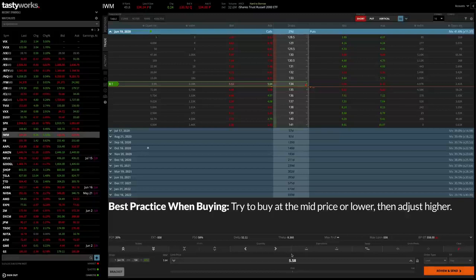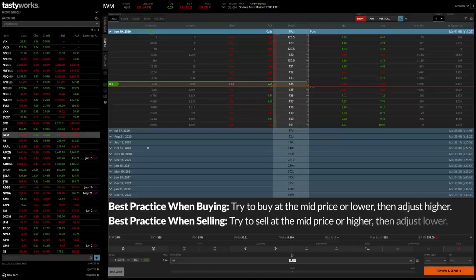Now on the selling side, if I'm shorting something or selling something, I'll start at the mid price, and if I can't get filled, then I have to go to a slightly worse price for me. And when I'm selling something, a worse price means that I have to sell it for a slightly lower price than I did before.